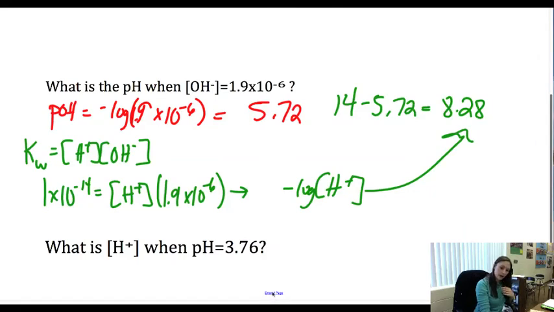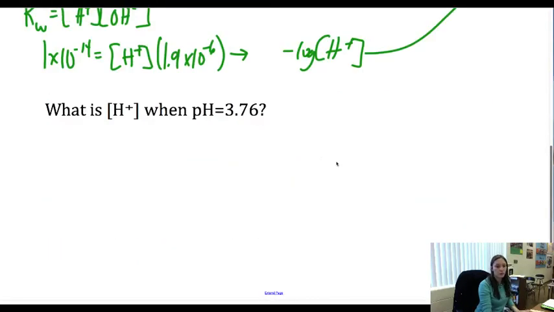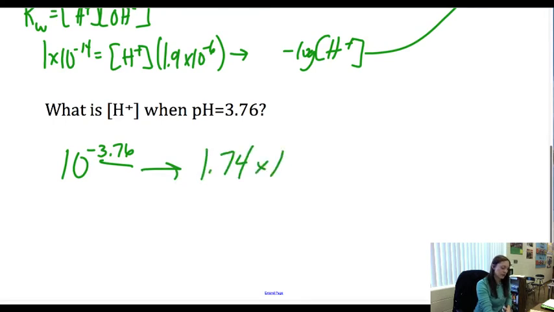Then what is the H plus concentration if my pH value is 3.76? Well, now we're looking at the opposite of a log, which is the 10 to the x key on your calculator, because the log we're looking at is base 10. So you're going to take 10 to the negative 3.76, and it has to be the negative, which will give me a concentration of 1.74 times 10 to the negative fourth for H plus.